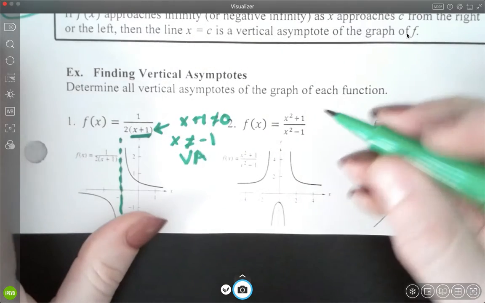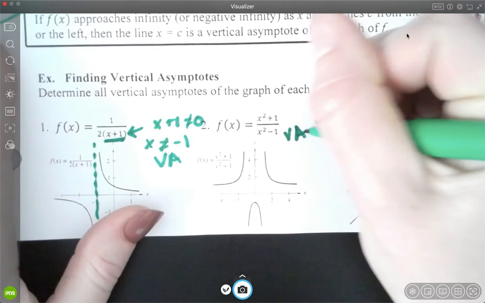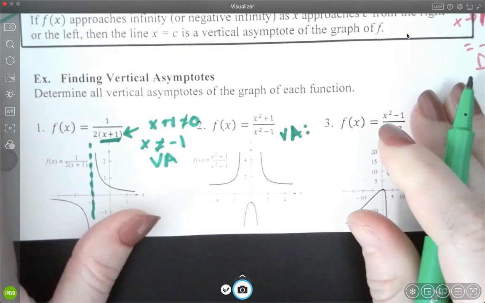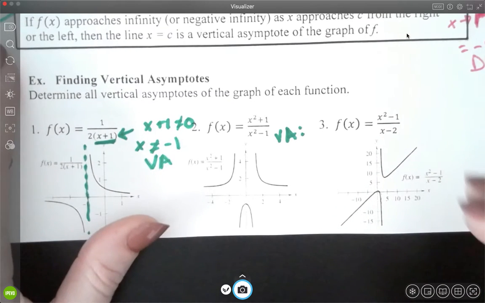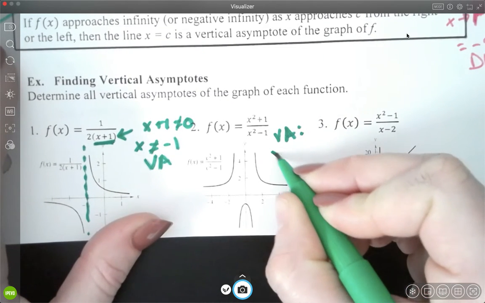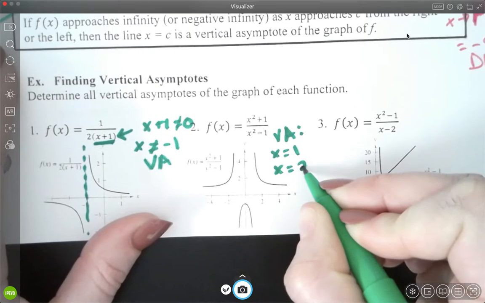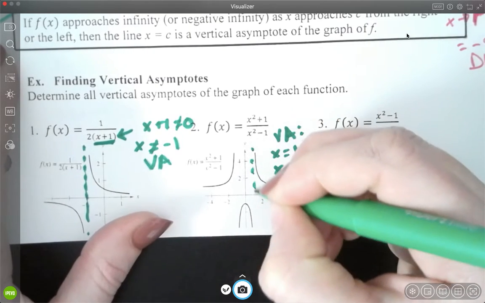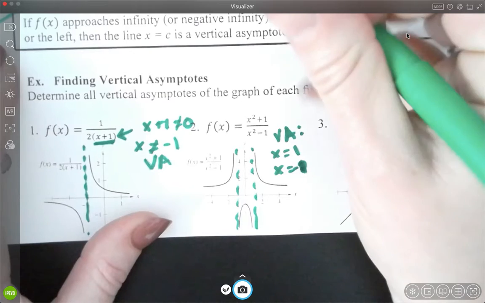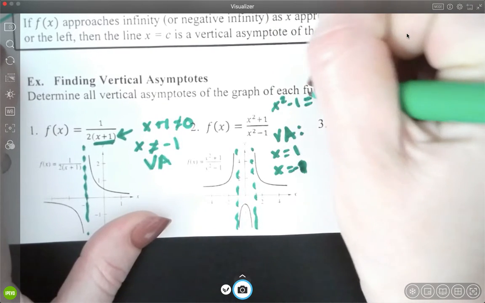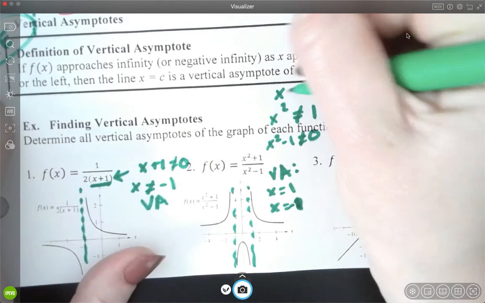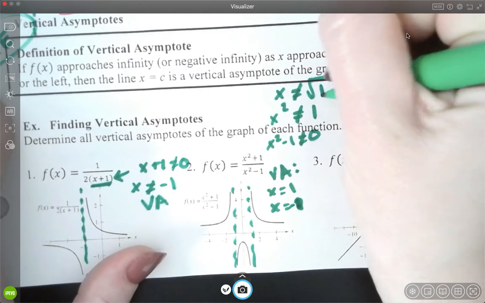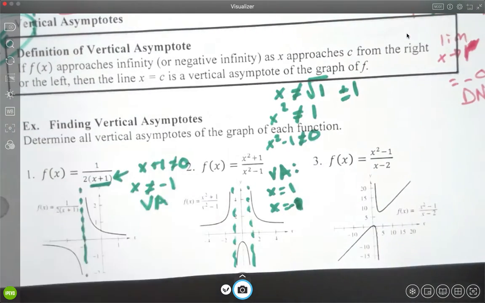What's the VA there? So x equals 1 and x equals -1. There are two VAs right here, at 1 and at -1, because x squared minus 1 can't be 0. X squared can't be 1, and x can't be the square root of 1, which is plus or minus 1. Okay, that's where we get that from. So just remember, that's where it comes from.